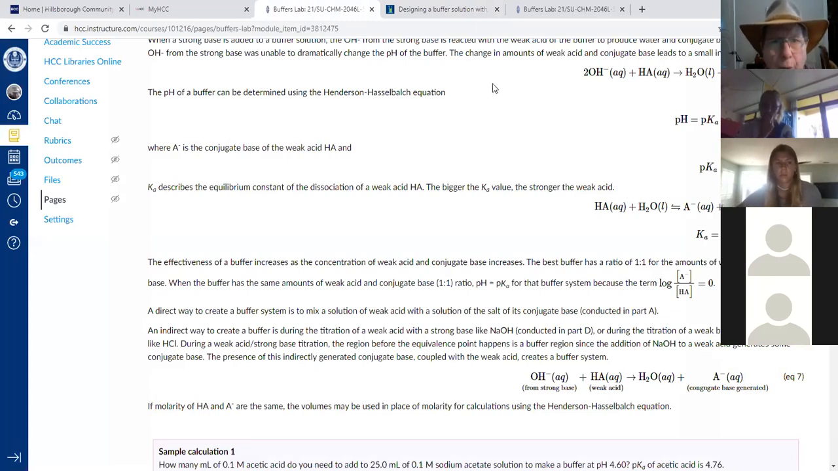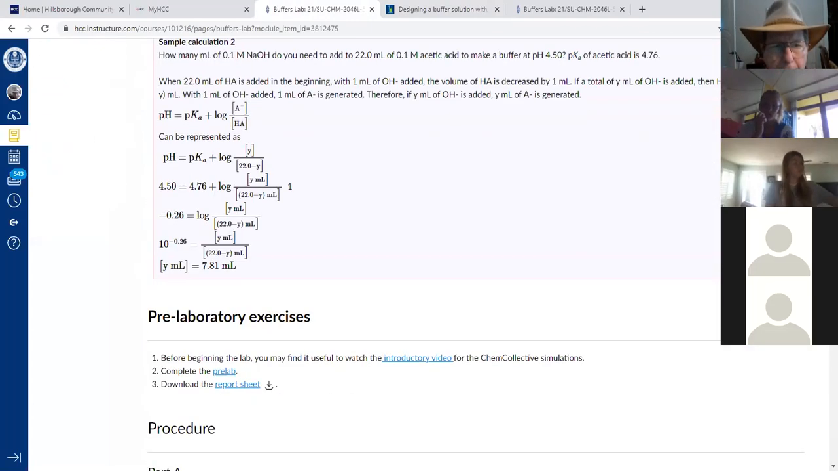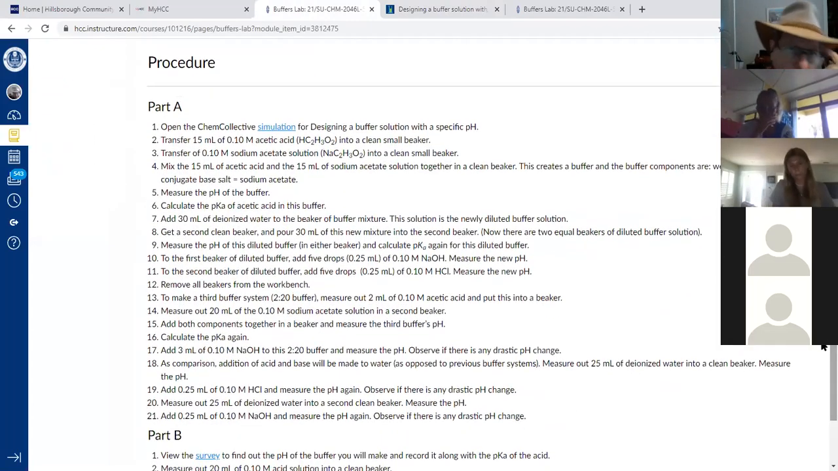Are we good kind of with what you're being asked to do here? You're asked to first make the buffer. Then you're going to put 30 milliliters of DI water on top of the 15 plus 15. So you basically have a diluted sample. Jordan, what do you think the pKa of the diluted sample is going to be? Like the 1-to-1 ratio. If it was 4.76 for the concentrated, it's also going to be 4.76 for the dilute.